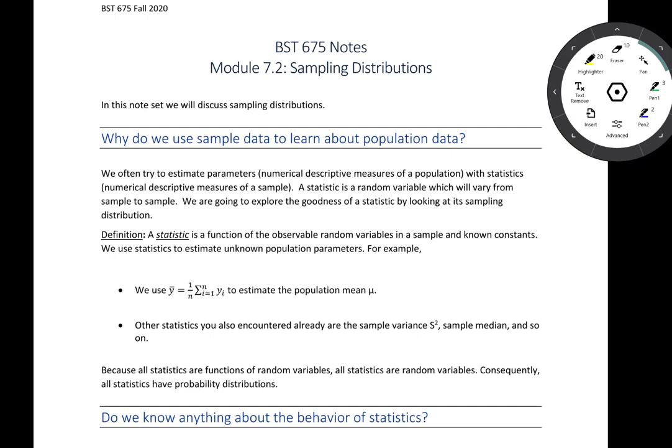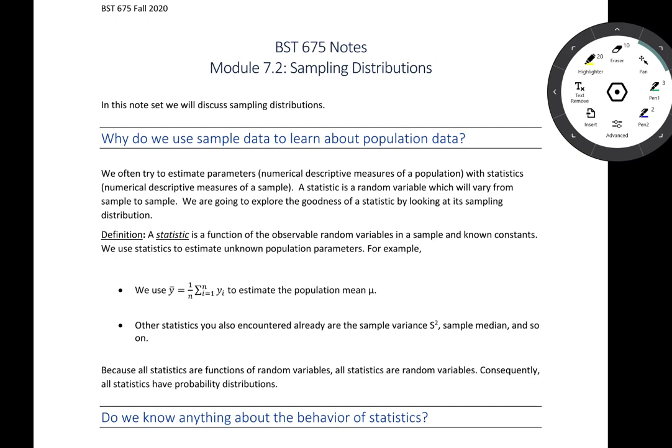And one of the reasons that we looked at all of the material leading up to this point is that when we take a sample and from that we calculate a statistic, ideally we want to use that statistic to say something about what's happening in the population. Well, in order to do that, we have to be able to understand the behavior of the statistic. The statistic comes from a random sample, therefore we can think of the statistic as a random variable, and it's going to have a particular distribution.